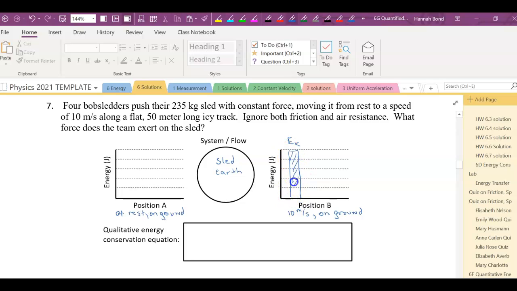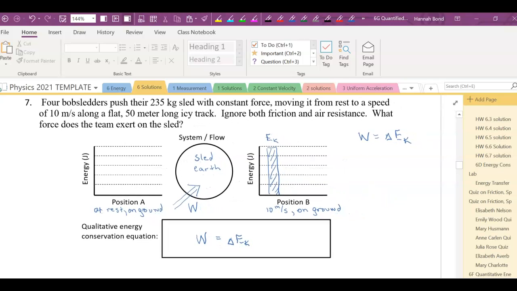And the problem has told me to ignore friction and air resistance. Okay. So that kinetic energy that I see in this sled system at position B is there because work was done that transferred energy into the system. The work was done by the bobsledders applying the force on the sled. So the work here equals the change in the kinetic energy. So I have a decision to make here. Let's see, the question is, what force does the team exert on the sled?